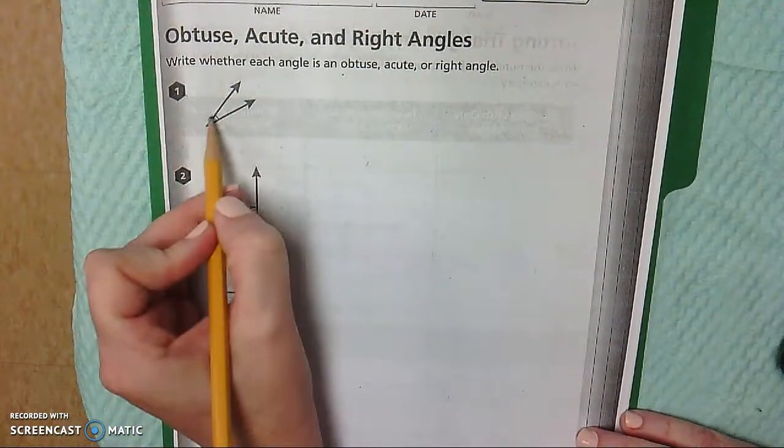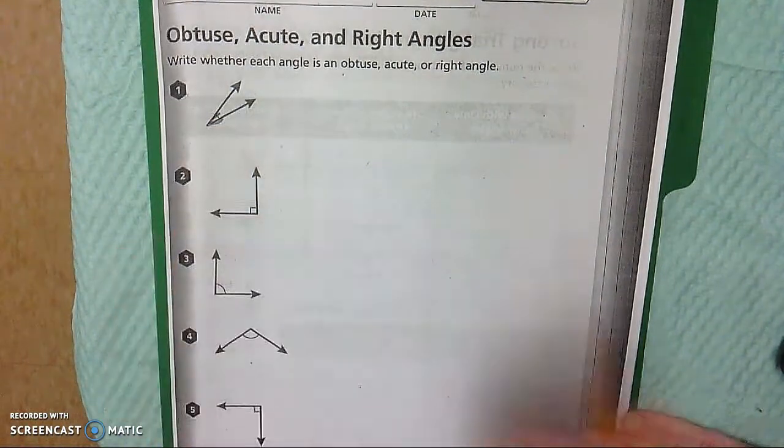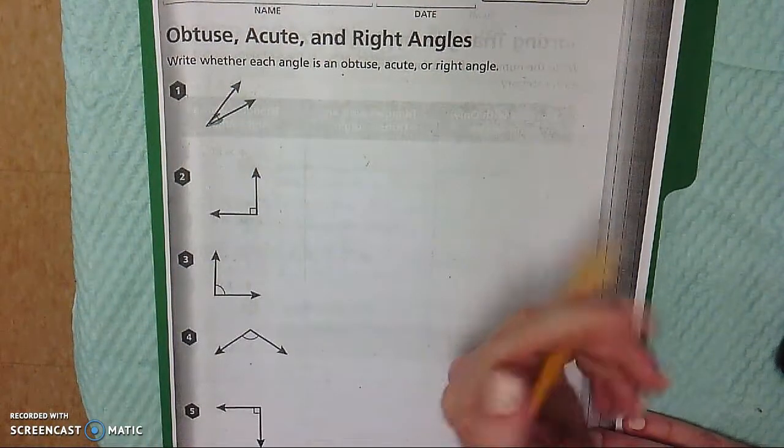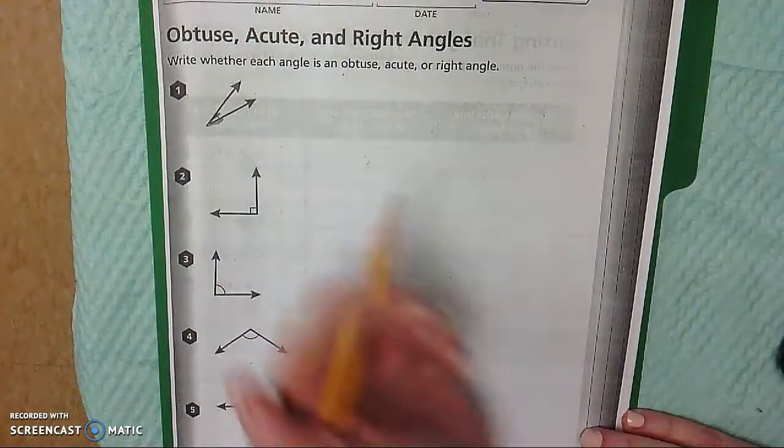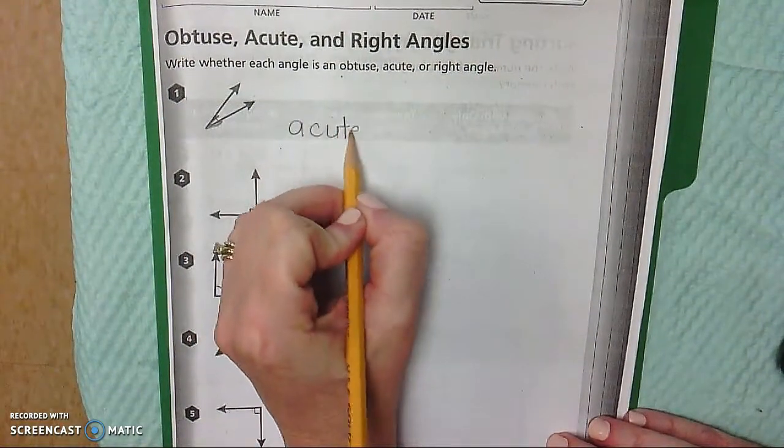Number one, we see this little bitty angle right here. And so when I see that little bitty angle right there, that makes me think about a cute little baby. So for number one, the answer is acute.